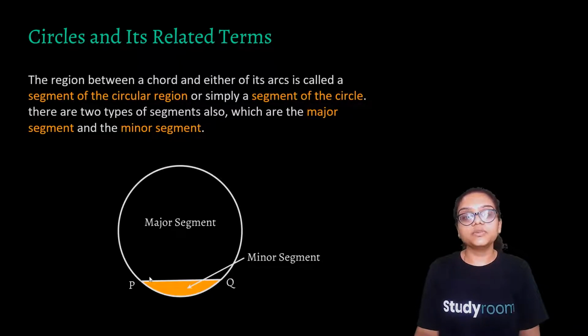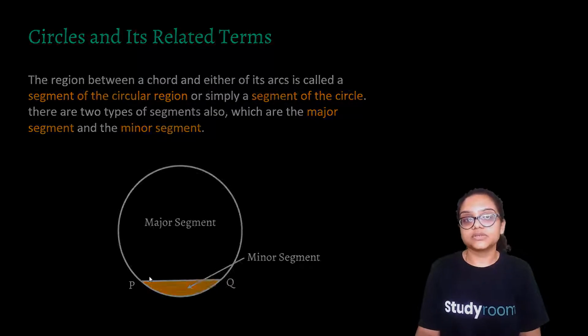Okay, the region between the chord and either of its arcs is called a segment of the circular region, or simply a segment of the circle. So minor segment and major segment. The region covered by the minor arc is called the minor segment and the other one is called the major segment.